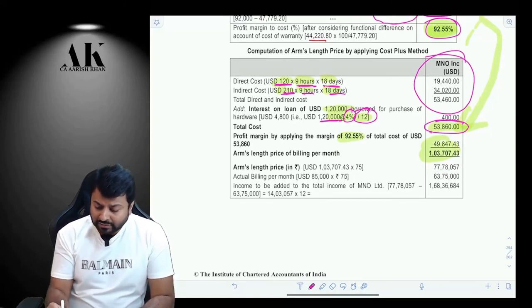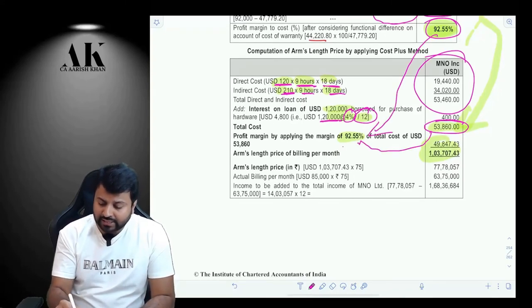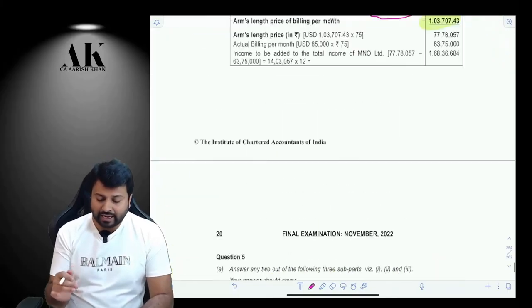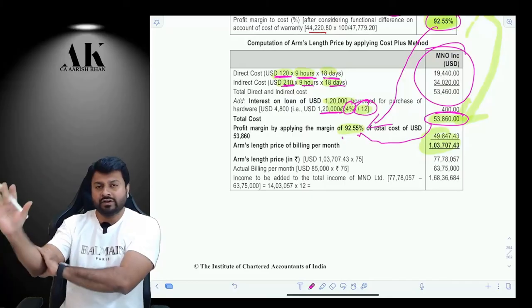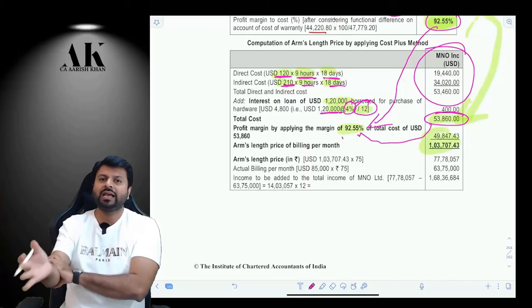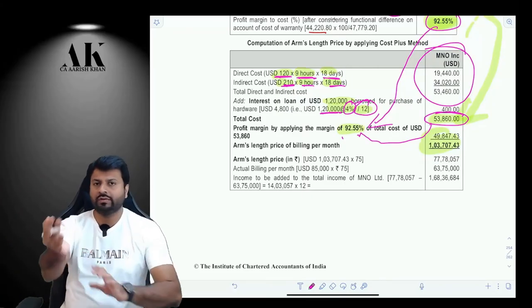And now on that total cost, I will apply my arm's length margin, and I will get what? I will get my arm's length price. Check, please. This is what you're supposed to do. First compute the arm's length price. First find out the GP margin of the third party, and then apply that GP margin on your cost. You will get your arm's length price.